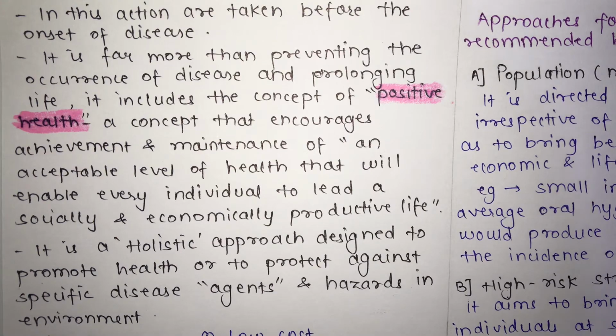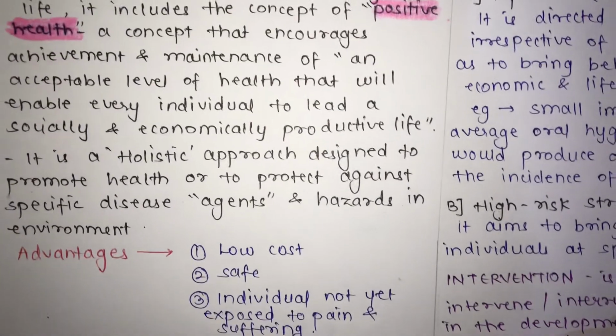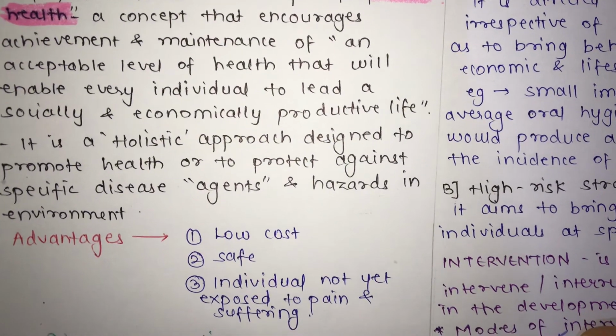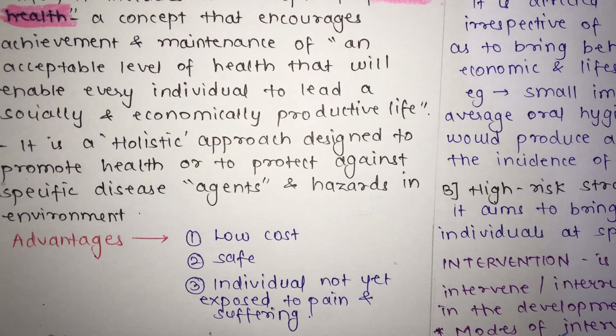So it is a holistic approach which is designed to promote health or to protect against specific disease agents and hazards in the environment. So what are the advantages of primary prevention? It is low cost, as the person does not have any disease, so it is obviously low cost, and it is safe. The procedures taken in primary are safe. Then the individual is not exposed to pain and suffering, as he did not get that disease.